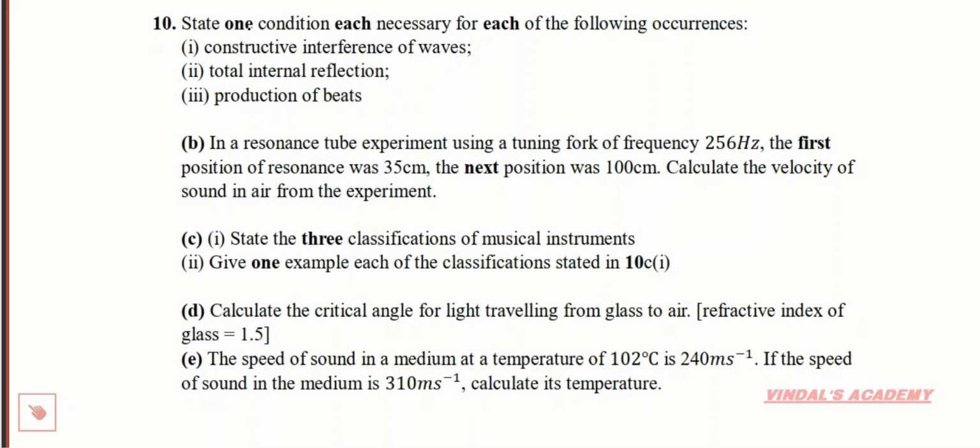Now, we are in number 10. He said, state one condition each necessary for each of the following occurrences: constructive interference of a wave. I want to say that two waves must be involved, must travel. Number 2, total internal reflection is going to be that critical angle.